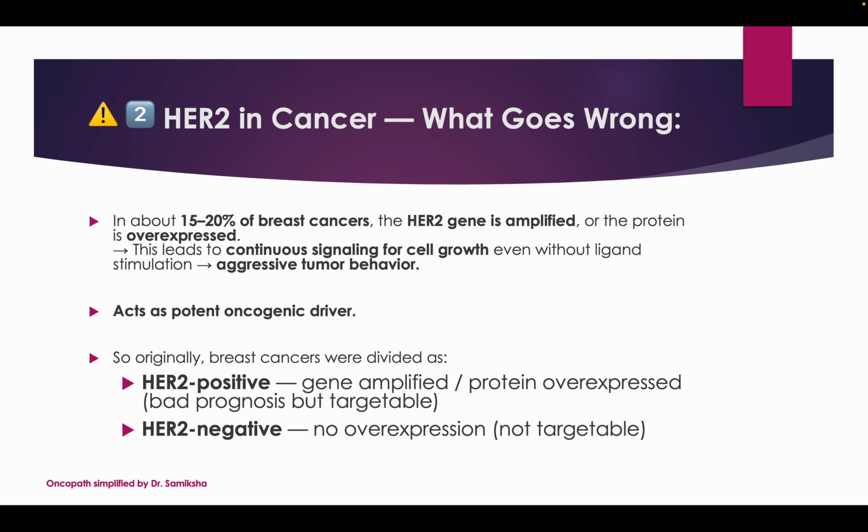So originally, because of the presence or absence of this HER2 overexpression, breast cancers have been divided into HER2 positive or HER2 negative. HER2 positive tumors are those wherein the HER2 gene is amplified or the HER2 protein is overexpressed. So they are going to be very aggressive tumors. They will have a bad prognosis, but because of the expression of this protein, they are also the candidates for targeted anti-HER2 therapy. Vis-a-vis, the HER2 negative tumors are those which will not show any overexpression, and because they are lacking expression of this HER2 protein, they are not targeted by anti-HER2 therapy.